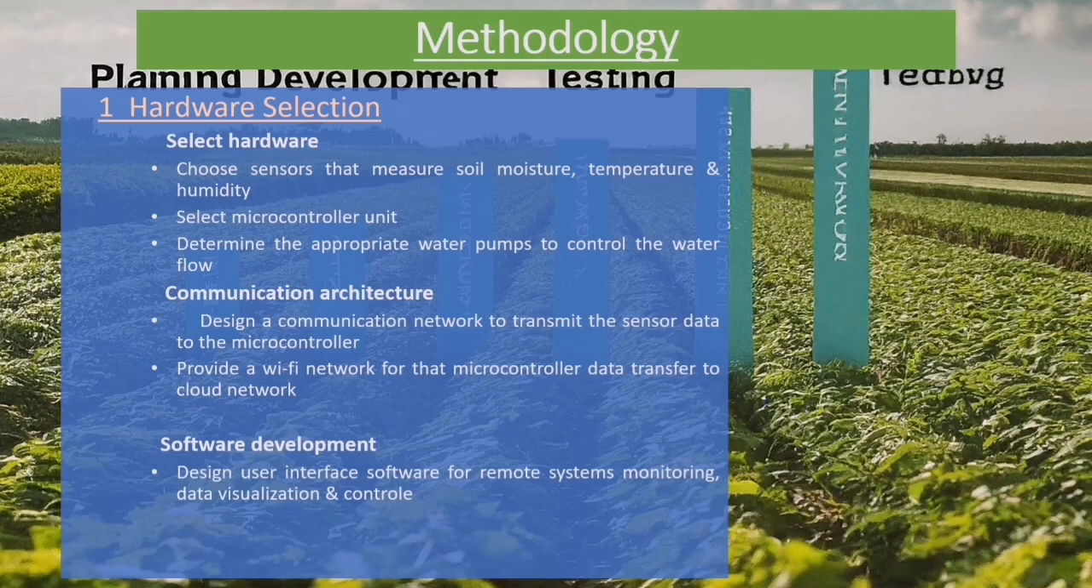Methodology. Here are four slides for the methodology of an IoT-based smart irrigation system. First one is system design. This slide outlines the design process for our IoT-based smart irrigation system. We will focus on selecting the appropriate hardware components, designing the data communication architecture, and developing the software for data processing and actuation control.